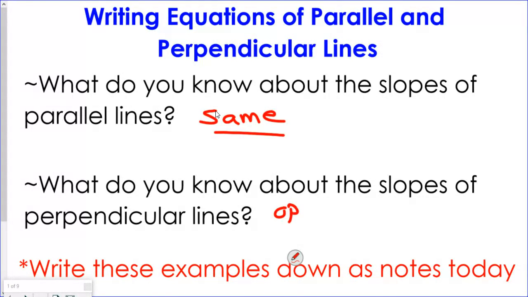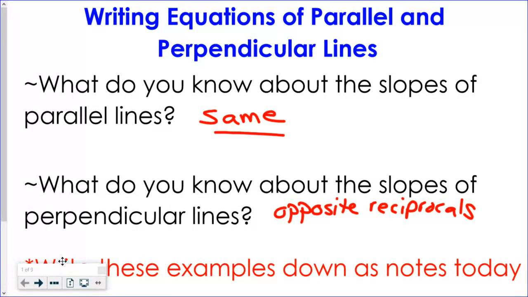What do you know about the slopes of perpendicular lines? They are opposite reciprocals. So if they're positive, now they're negative. If they're negative, they're positive. Okay, so you're going to write these examples down in your notes so you have something to reference today. Okay, we're going to go.